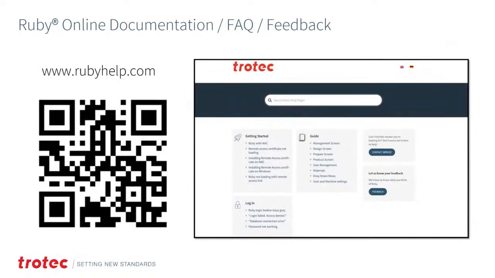If you need help with Ruby beyond this seminar, we have you covered. Ruby has its own help website called rubyhelp.com. This site will continue to evolve and grow as Ruby grows. You can scan this QR code to go to rubyhelp.com for information on how to use Ruby and any one of the elements within the software.